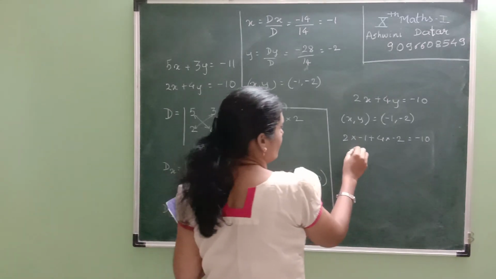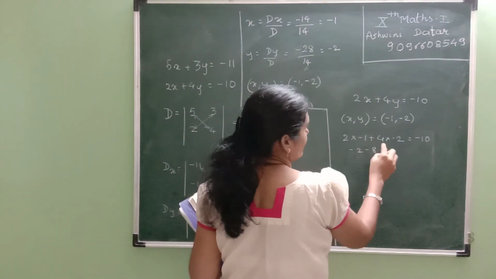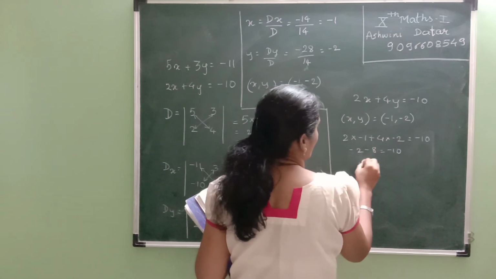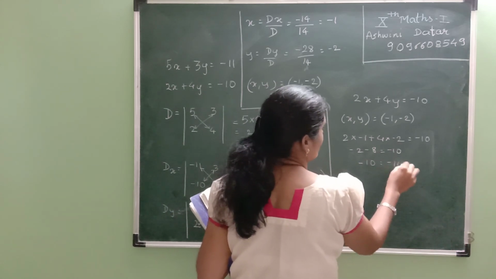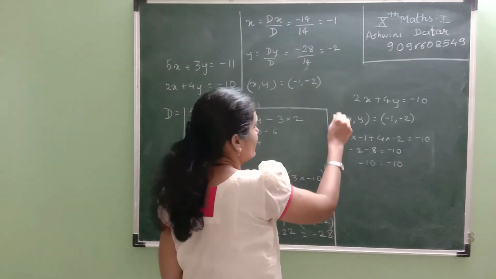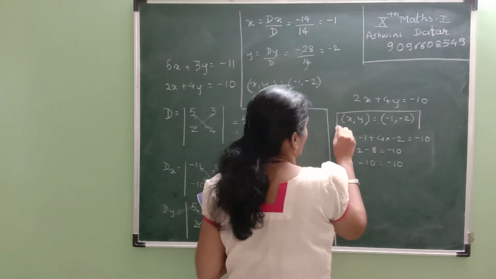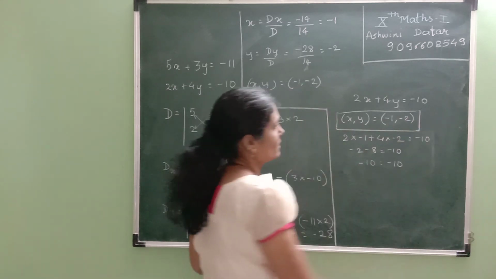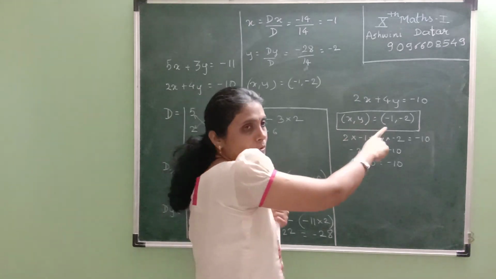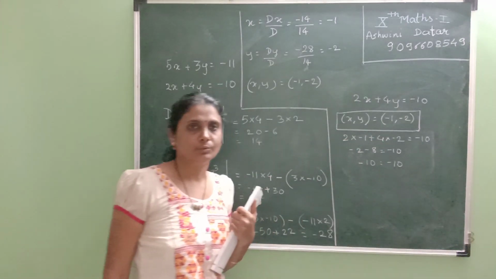This gives me minus 2 minus 8, 4 2s are 8, again with a negative sign, is equal to minus 10. So minus 10 is equal to minus 10. Left hand side is equal to the right hand side. So whatever answer we have generated when we solve these two equations is right. So the solution is x, y is equal to minus 1 and minus 2.